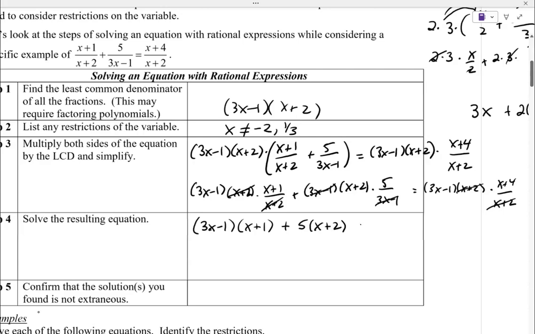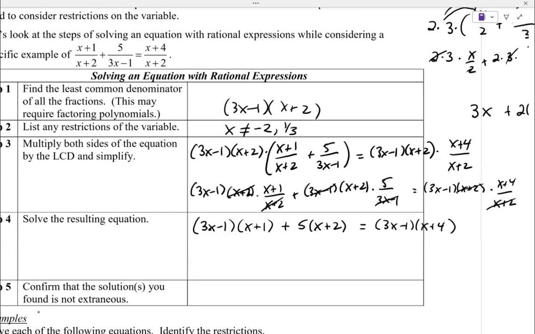So just cleaning up now. We have 3x minus 1 times x plus 1 left in the first part. We've got 5 times x plus 2 in the second part. And we've got 3x minus 1 times x plus 4 in the third part on the other side of the equation. So now notice fractions are gone, right?